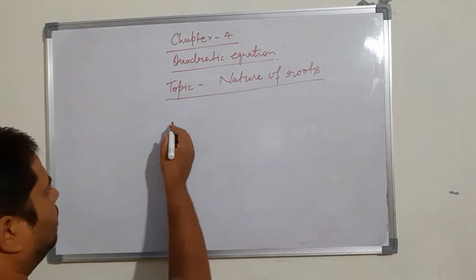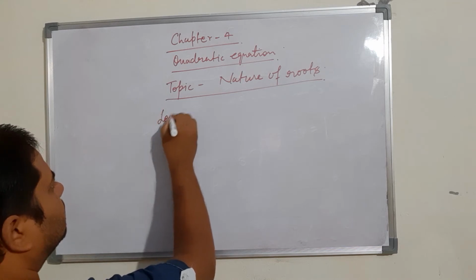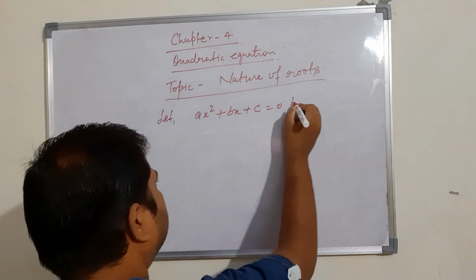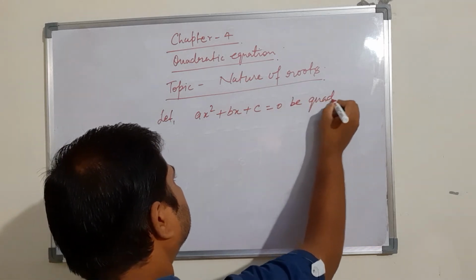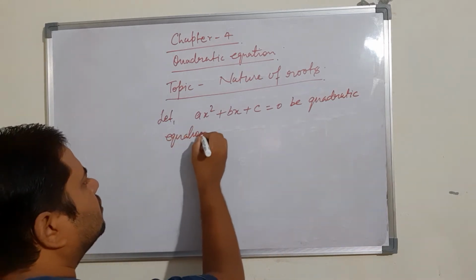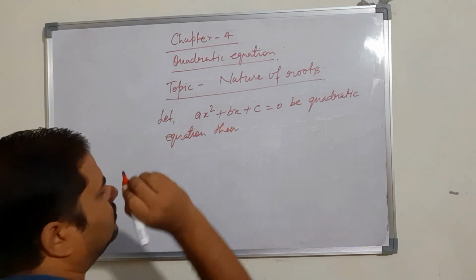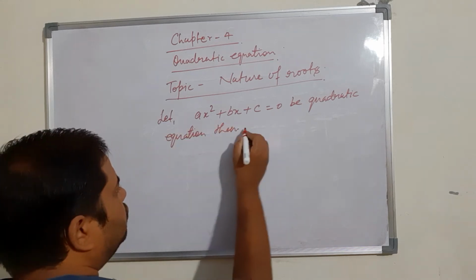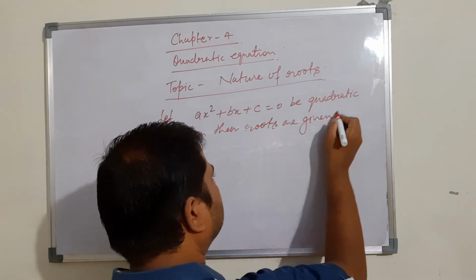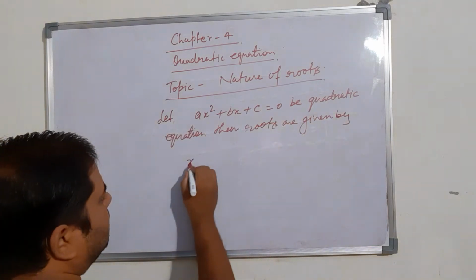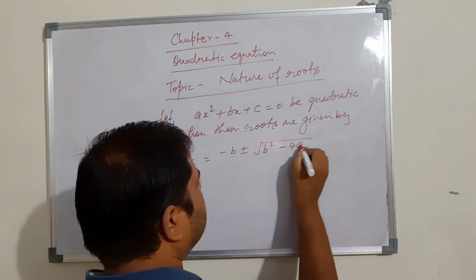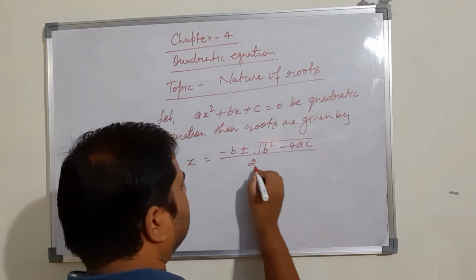So first of all, if ax square plus bx plus c is equal to 0 is a quadratic equation, then roots are given by x is equal to minus b plus minus root of b square minus 4ac divided by 2a.